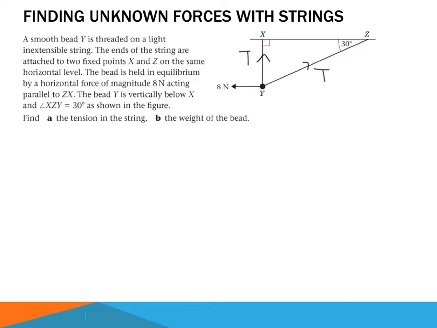The bead is held in equilibrium, okay, so we know that it's static, by a horizontal force of magnitude 8, so it's just telling us about this force here, and that's acting parallel to ZX, so that's acting in our horizontal direction. The bead Y is directly below X, that's helpful to know so that we know that's acting vertically for that bit of tension, and we're also told this angle here. As soon as we've got an angle, we know that we're going to have to do a little bit of resolving. So I'd be tempted at this stage to just draw my dotted lines on to make that a right angled triangle.